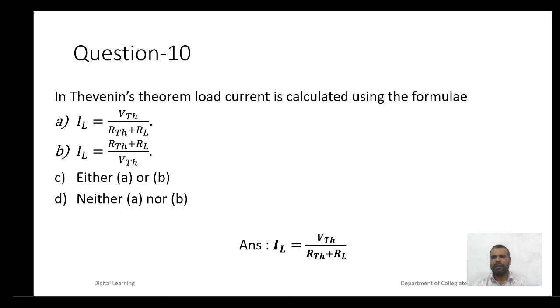Question number 10. In Thevenin's theorem, load current is calculated using the formula. The options are A, IL is equal to VTH divided by RTH plus RL. B, IL is equal to RTH plus RL divided by VTH. C, either A or B. D, neither A nor B. The correct option is IL is equal to VTH divided by RTH plus RL.